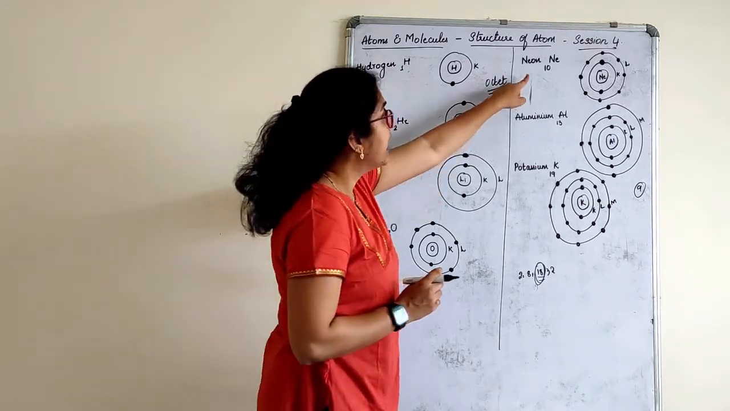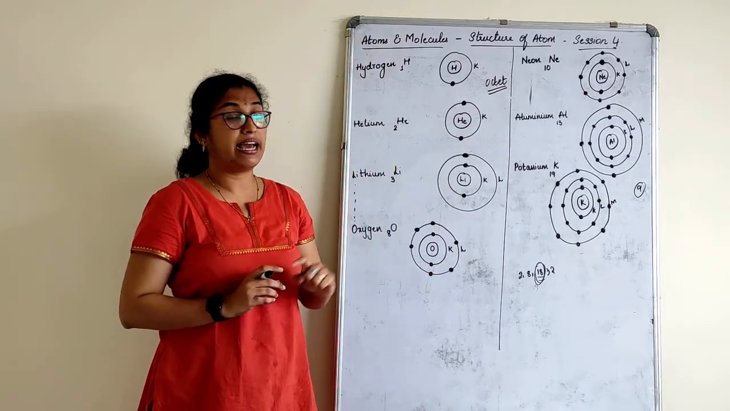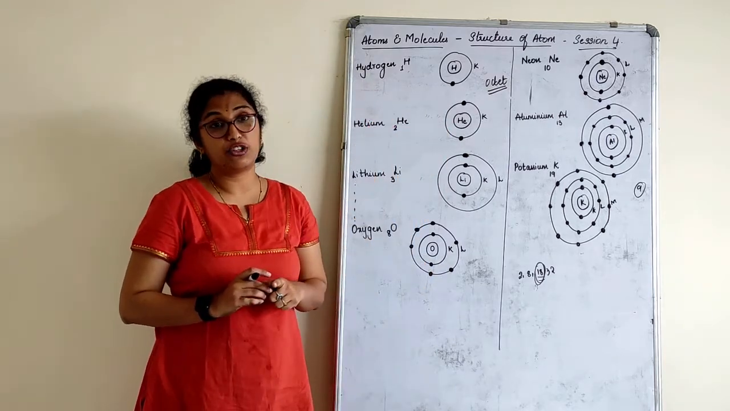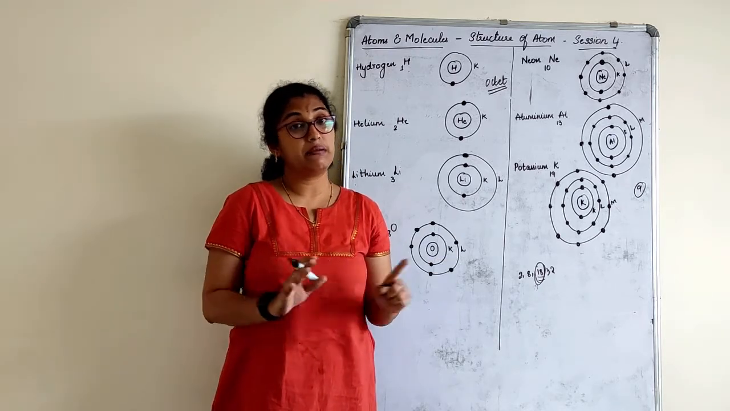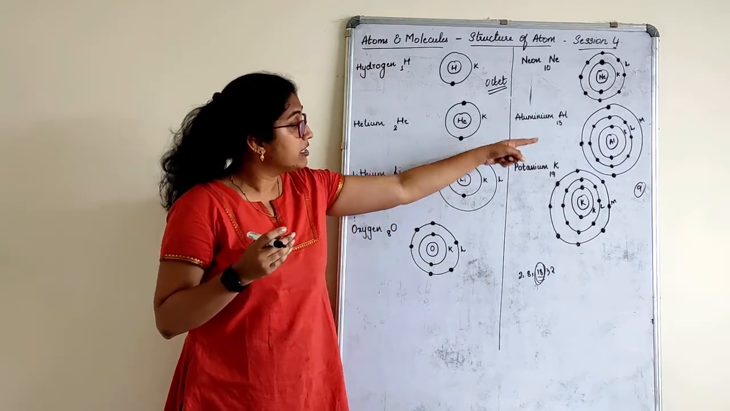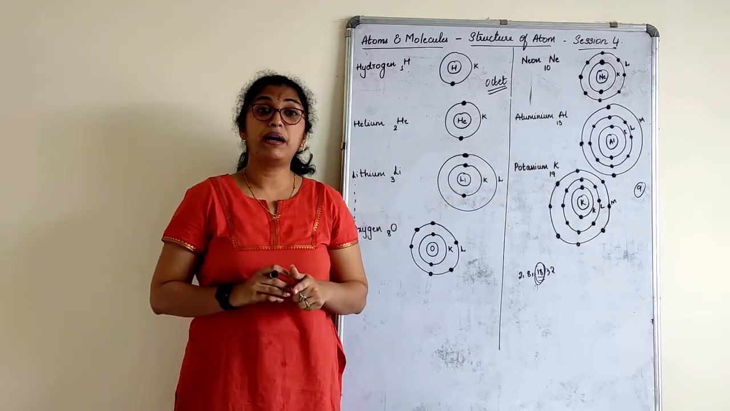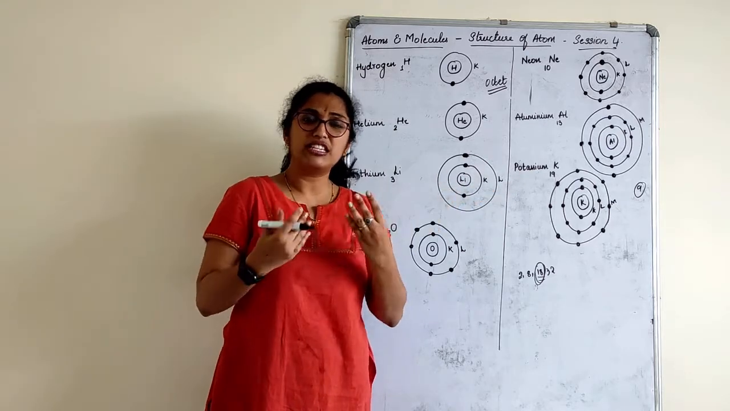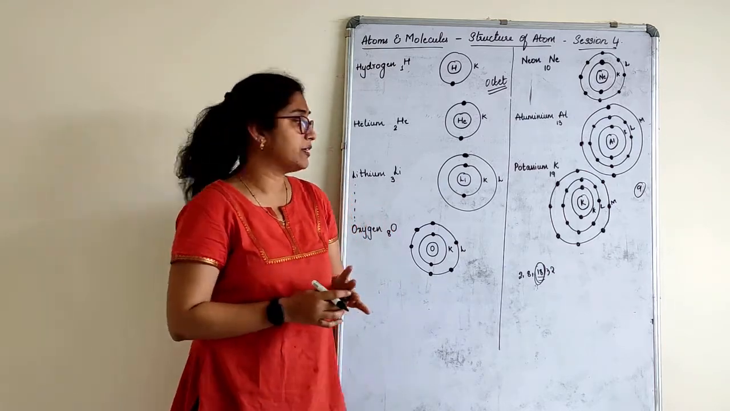Like that, I had neon here. What is the last shell? How many electrons do I have? In the last shell, I have 8 electrons. Neon is an element, children, that will not take part in a chemical reaction at all. That means all other elements will take part. Aluminium will take part, potassium will take part, because either they have a deficit of electrons or they have more electrons. You will understand that point better.